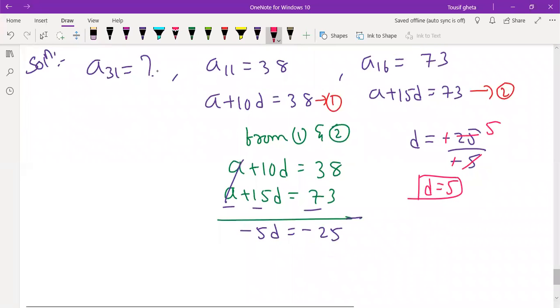D we got. Now let us find out A. We take equation 1. It is not compulsory to always take 1; whichever is smaller we will take, easily the answer will come. So A plus 10D is equal to 38.